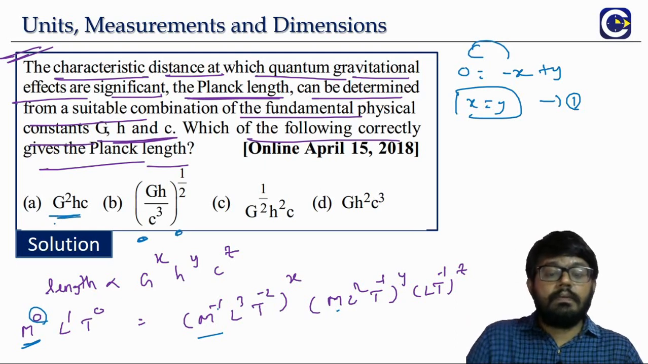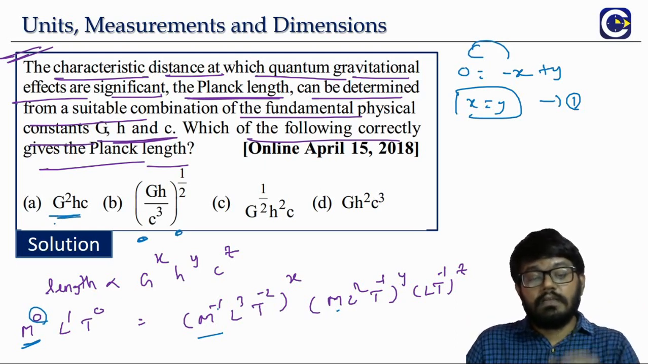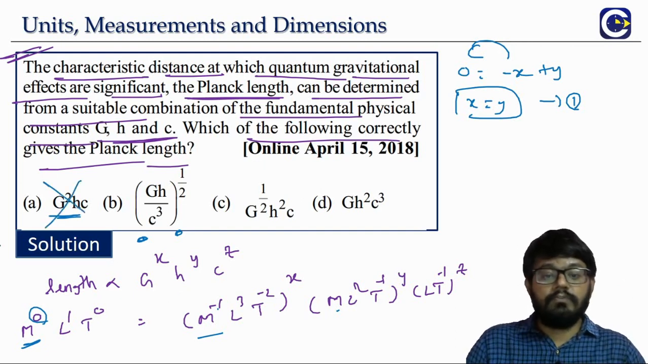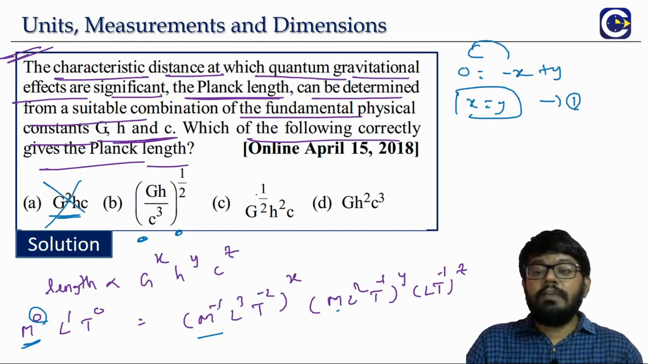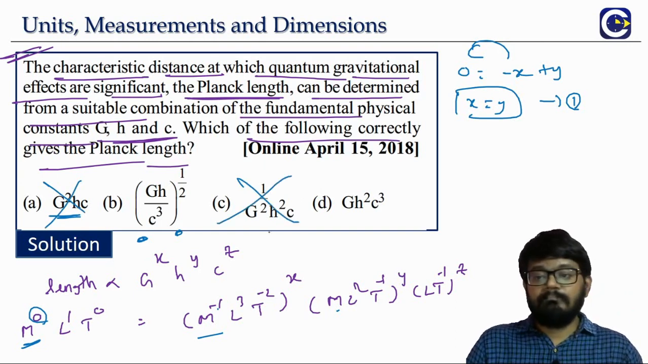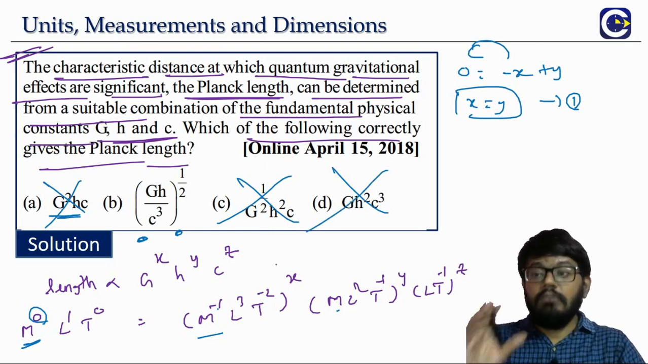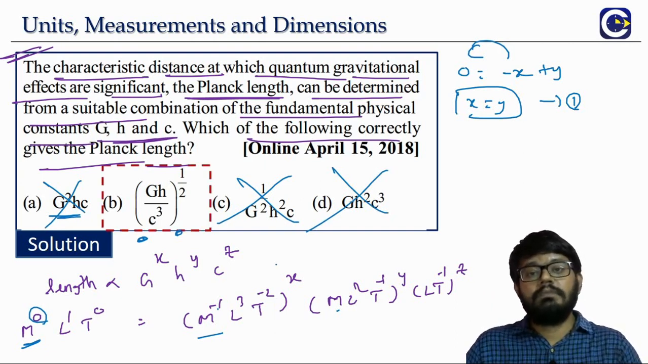Look at option A. The powers of G and H are different: G has power 2, H has power 1. That cannot be. Strike it off. Look at option C. Power of G is half, power of H is 2. Look at option D. Power of G is 1, power of H is 2. So straight away, without calculating anything, what conclusion can we have? Option B is the answer.